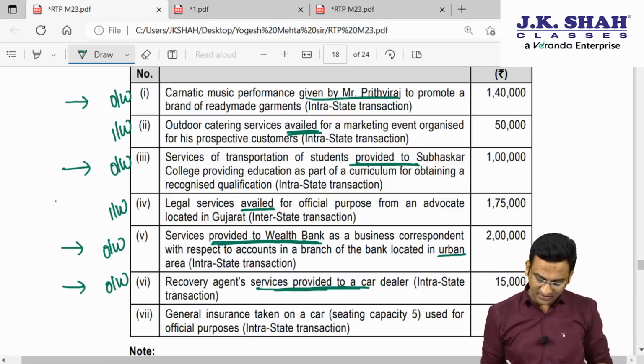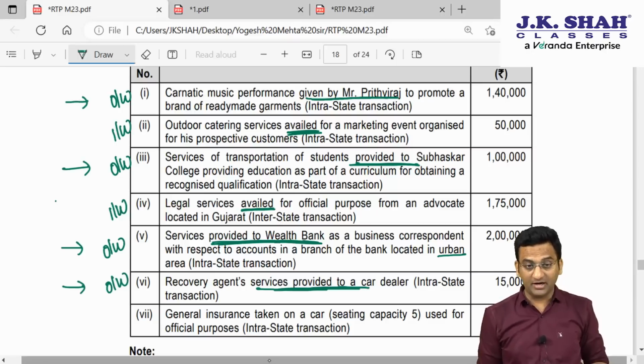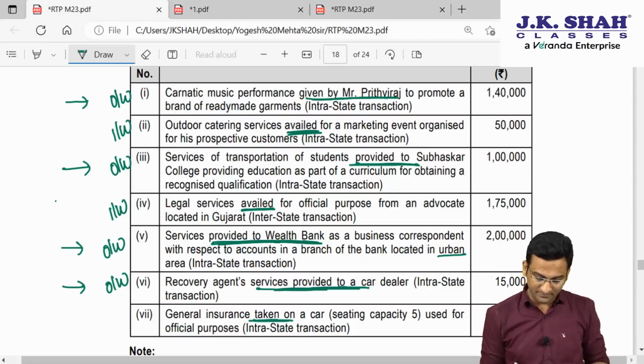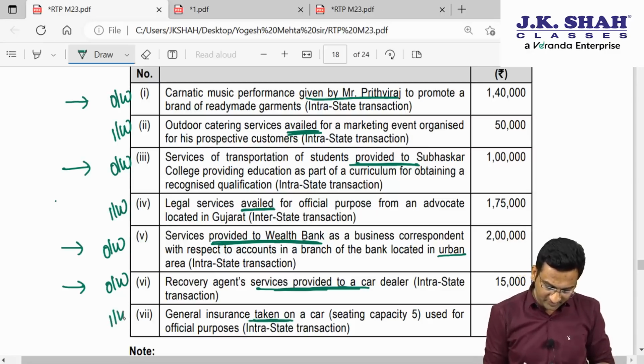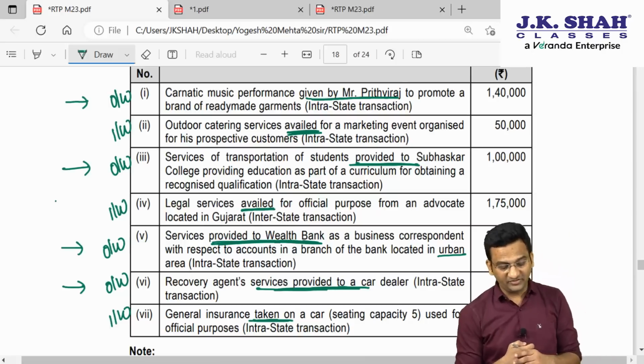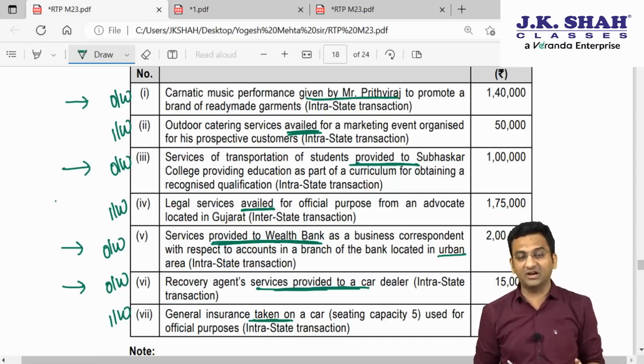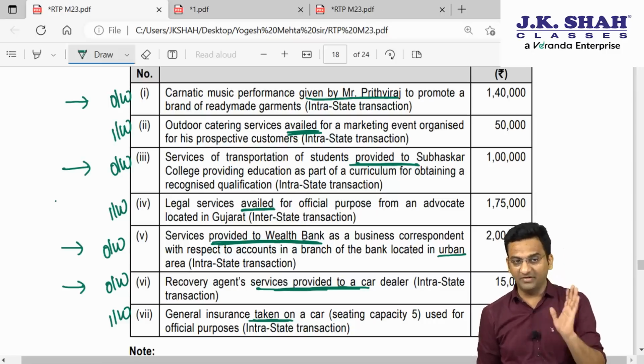And the last one, general insurance taken on a car. Seating capacity is 5 and it is used for official purposes. General insurance taken. Taken means availed. And again, this is inward supply. So friends, in this table, there are 4 transactions relating to outward supply, and 3 transactions out of the 7 relate to inward supply.